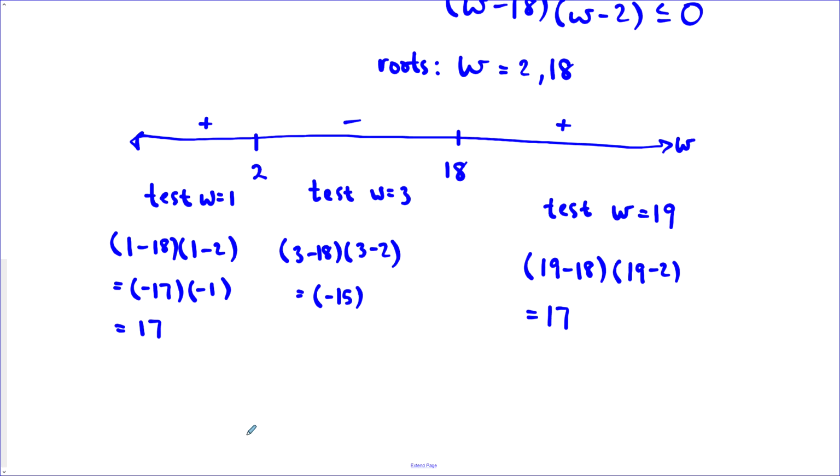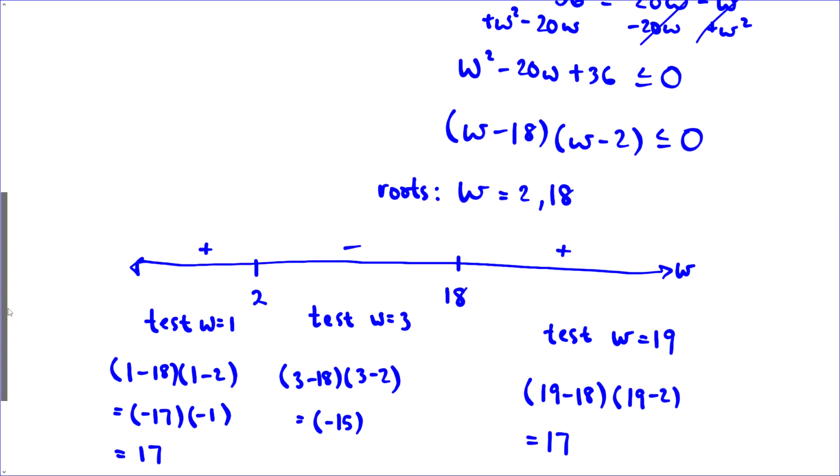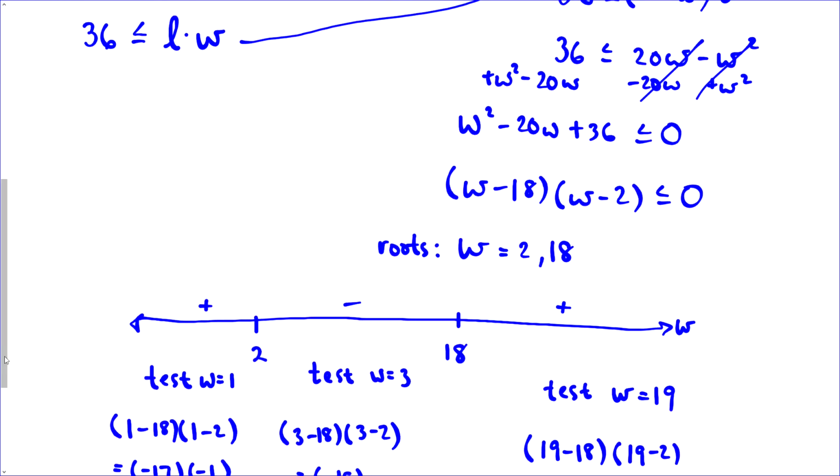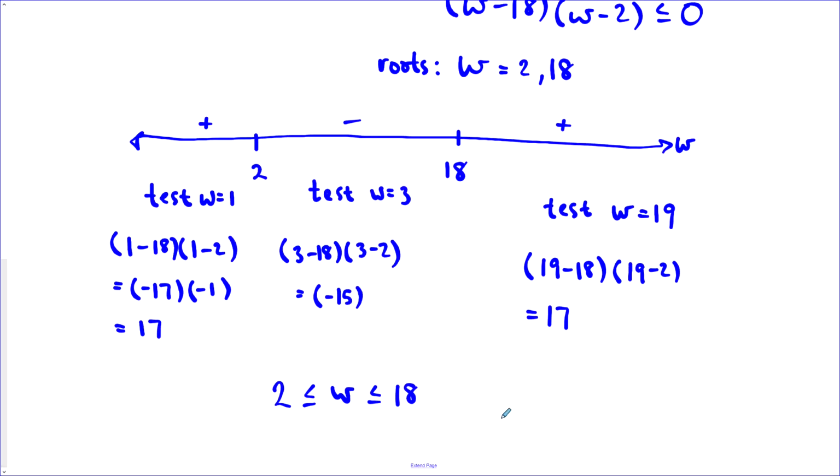So our solution is any width in between 2 and 18, including 2 and 18. If our width is in between 2 and 18, let's just go back up and see what our length was. It's 20 minus W, so I'll just add that in there. This would be the length is 20 minus W. So whatever W happens to be, the length is 20 minus that value.